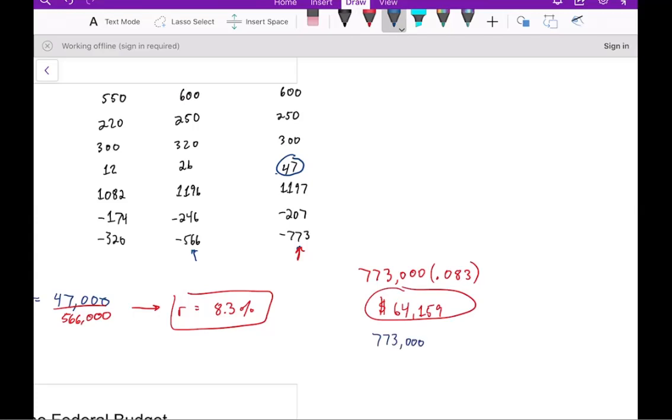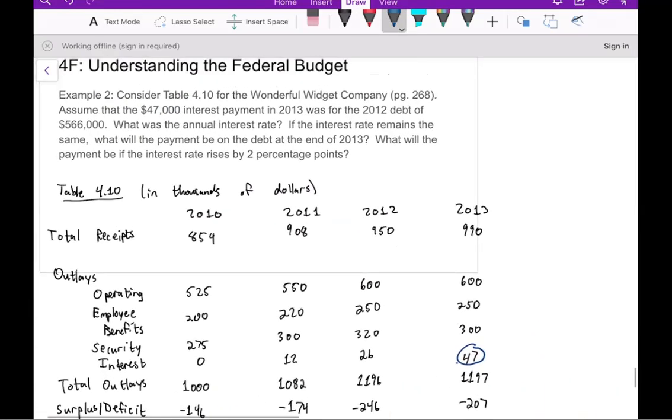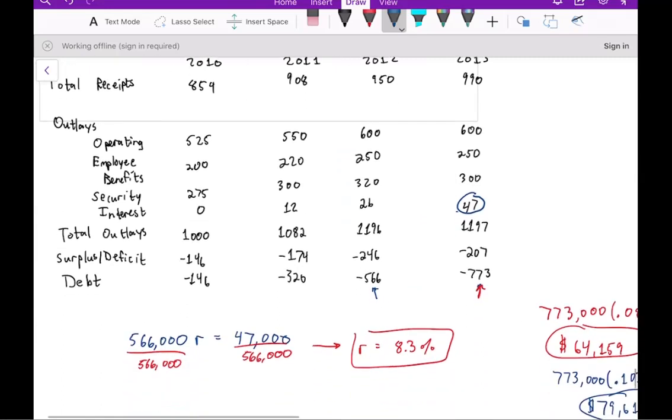Then I would need to take 773,000 and multiply it by 0.103, right? Or 10.3%. And if I do that, then we'd be jumping up to a $79,619 interest payment.